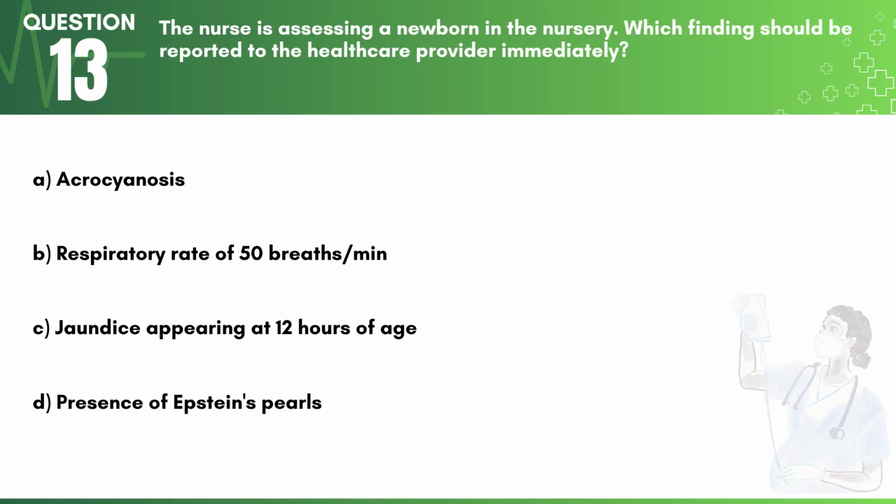Question 13. The nurse is assessing a newborn in the nursery. Which finding should be reported to the healthcare provider immediately? A. Acrocyanosis. B. Respiratory rate of 50 breaths/min. C. Jaundice appearing at 12 hours of age. D. Presence of Epstein's pearls.